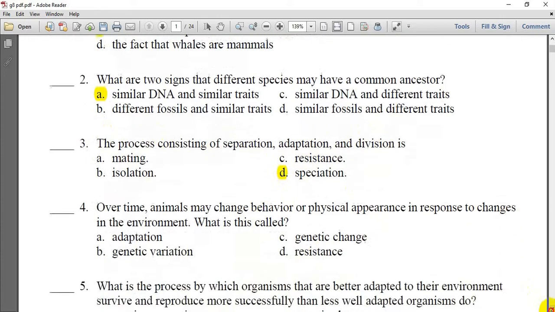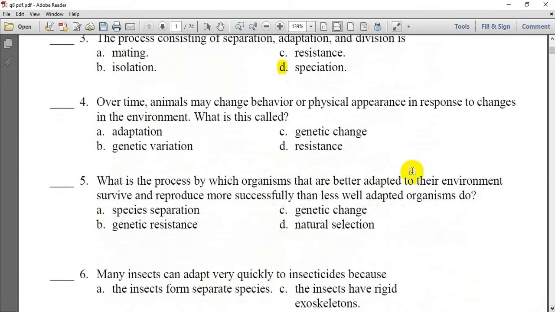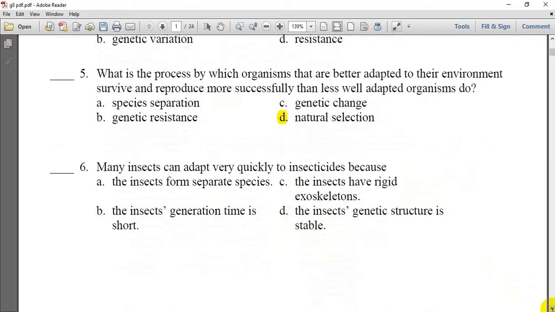Next question, question 4. Over time, animals may change behavior or physical appearance in response to changes in the environment. When animals change over time to survive in the environment, we call this adaptation. Question 5. What is the process by which organisms that are better adapted to their environment survive and reproduce more successfully than less well adapted organisms? The organisms that are adapted have more chance to survive, and we call this natural selection. This is the theory of natural selection. Letter D. Next question, question 6.